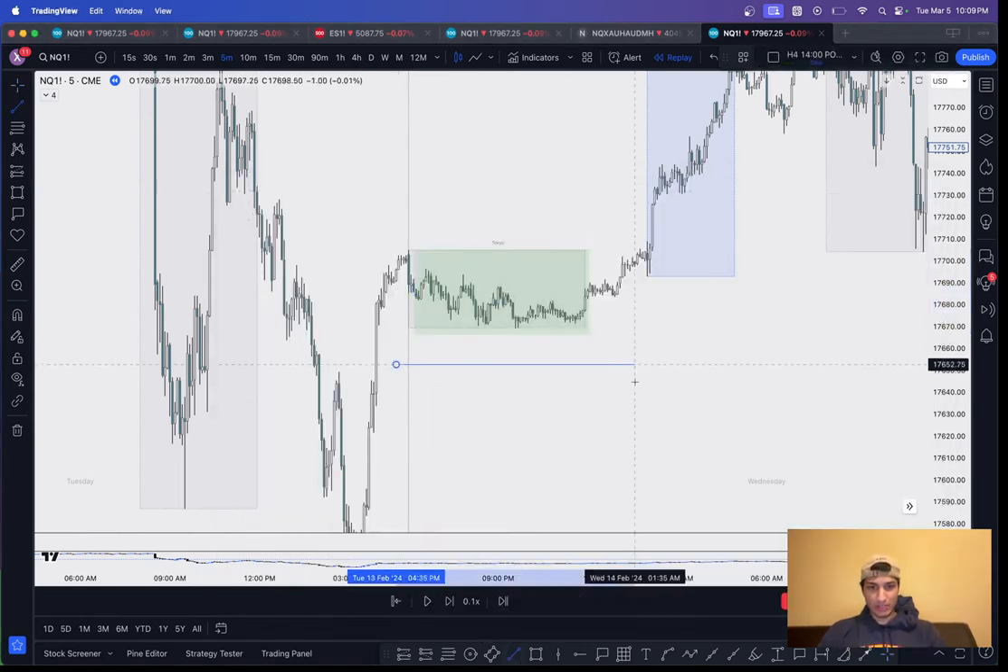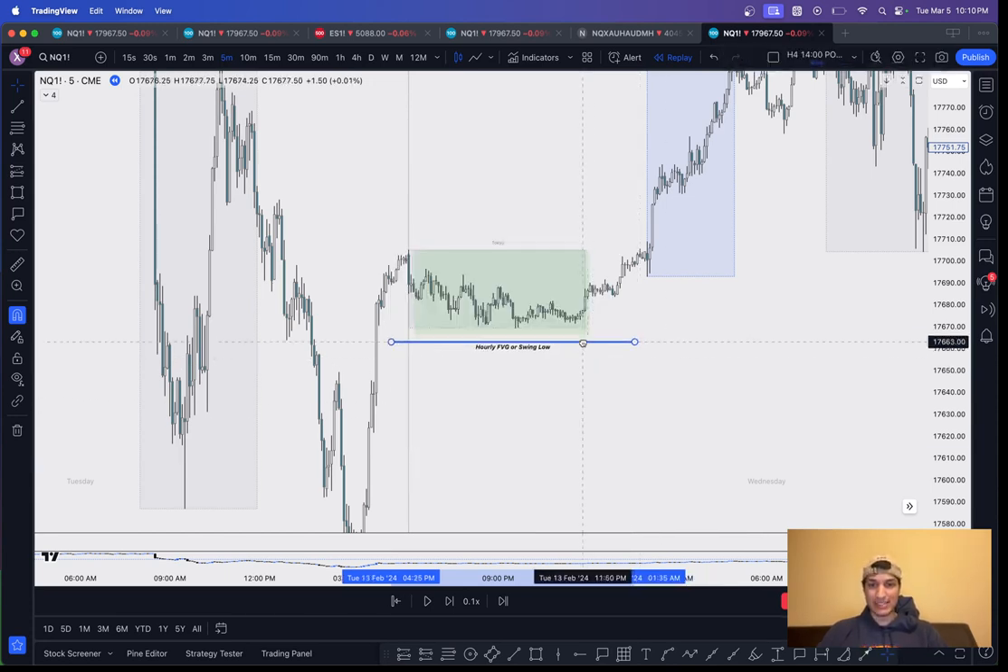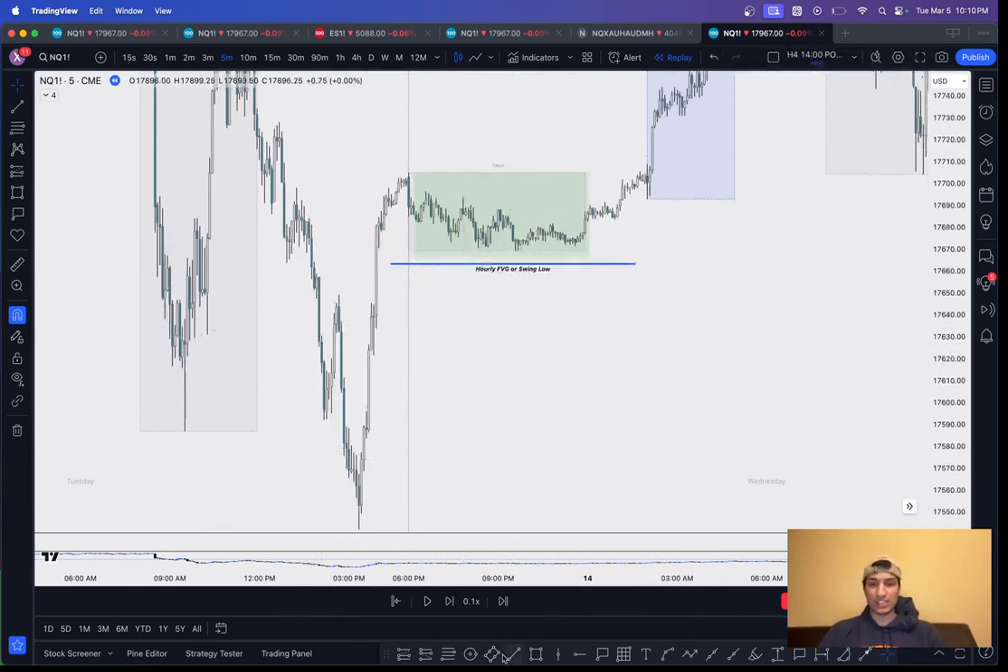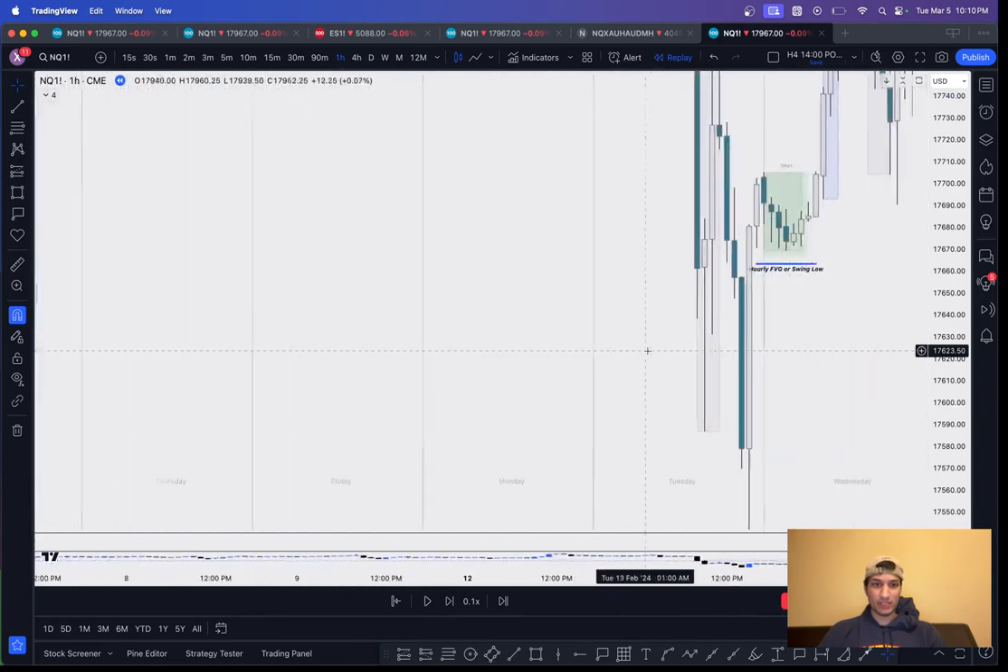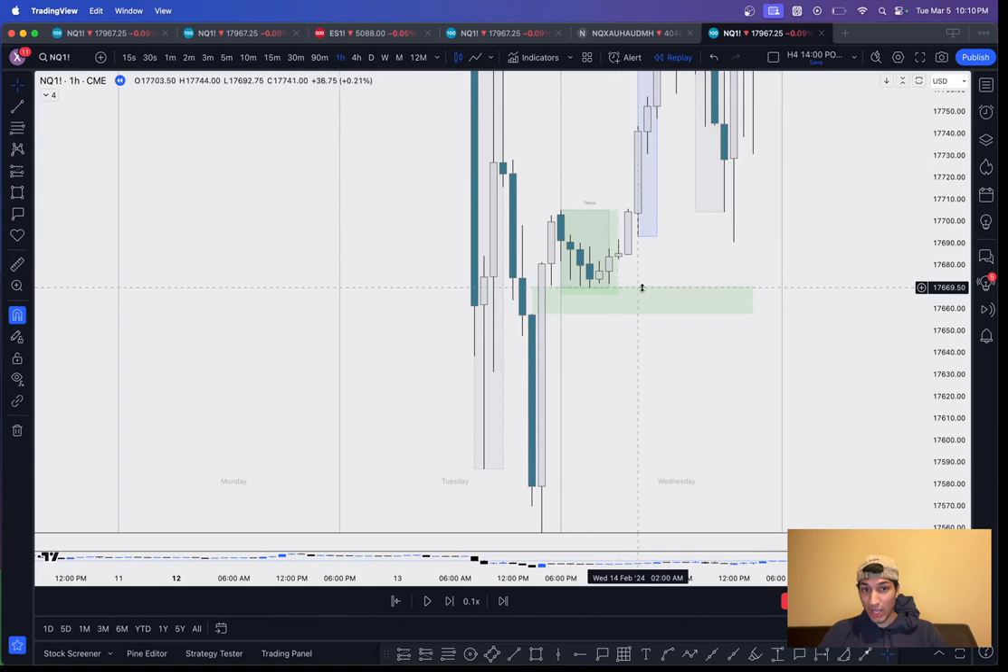right here is an hourly FVG or swing low. I already know without looking at my hourly chart, this is a time-based consolidation after this inefficiency or after this displacement. I'm assuming this is going to be an FVG and a swing low. Right, there you go. See? There's the inefficiency. And this is the swing low.